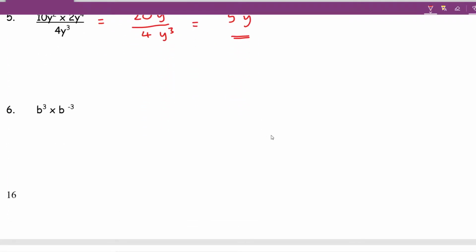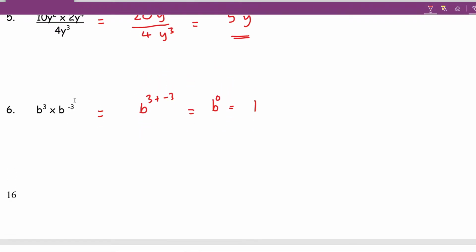Very standard, straightforward at the moment. And just be careful here. Times in, we mean add the powers, so we're going to get 3 add minus 3. Now, plus and minus makes a minus, so it's going to be 3 minus 3, so you end up with b to the power 0. As you know, anything to the power 0 is 1. Shared by itself is 1.